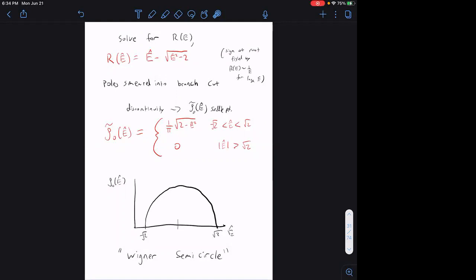From that, we can extract the density of states. A moment ago, I told you that the resolvent for a fixed matrix is a sum of poles, the location of each energy. So basically what's happening is that when you average over the matrices, all the poles get smeared out into a branch cut that lives where the energy eigenvalues are. Here, the branch cut lives from energy equals minus root 2 to root 2. And so we find this density that's non-zero in this region, and it's given by this semicircle formula. It's called the Wigner semicircle.